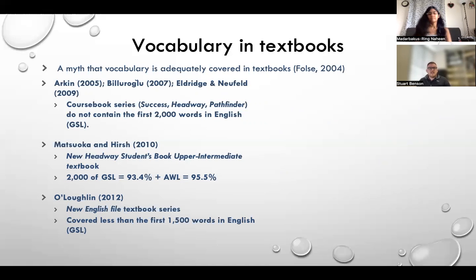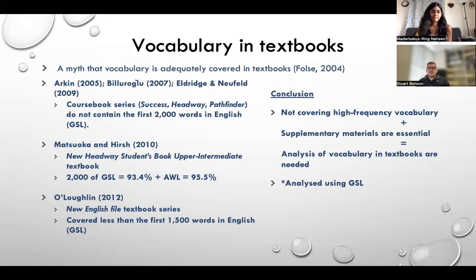A more recent study is O'Loughlin 2012. He looked at the New English File textbook series, and his analysis discovered that the textbook only covered less than half of the first 1,500 words in English, which is even more scary. So when you're thinking about this, in conclusion, the textbooks are not covering the high frequency vocabulary, so the most frequent, the most important vocabulary in English.